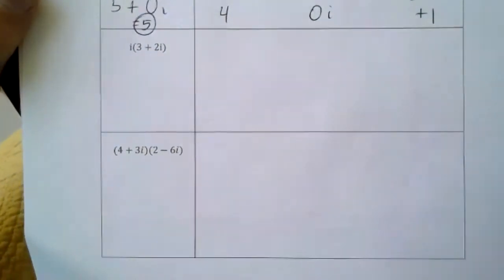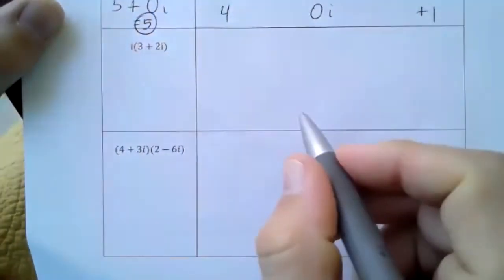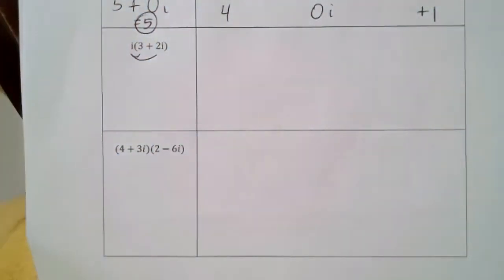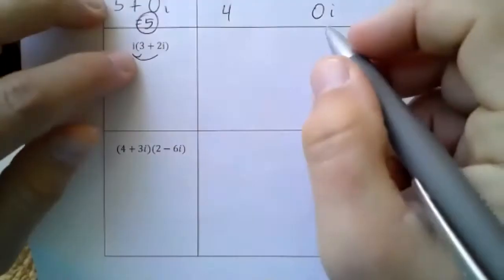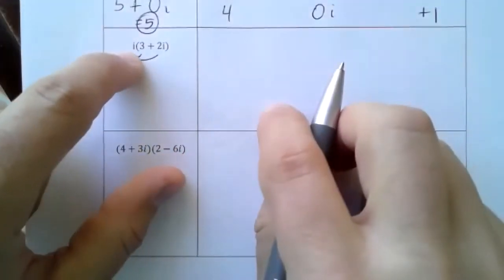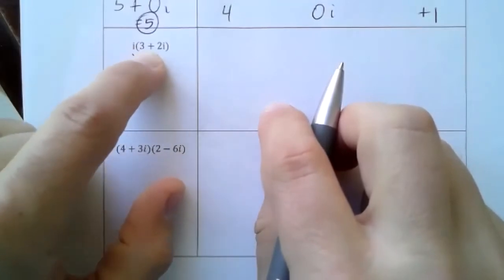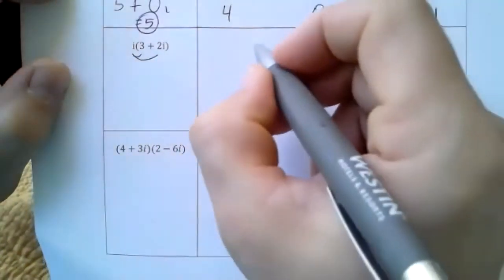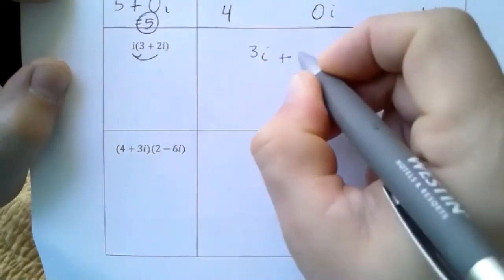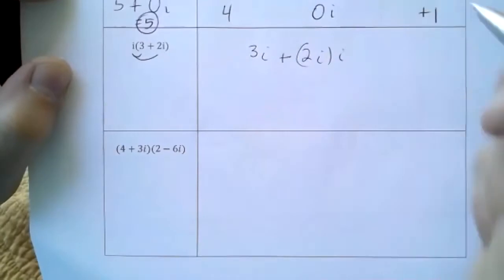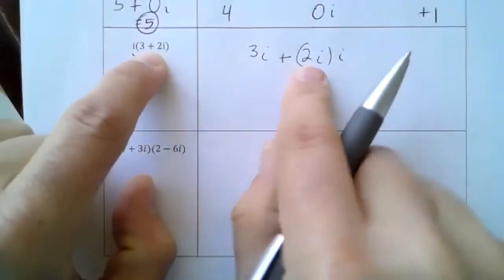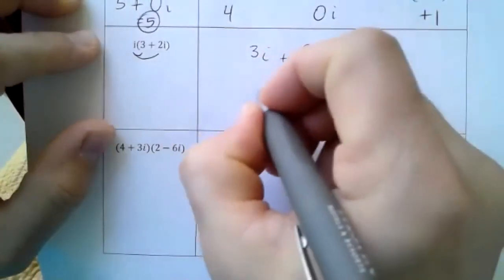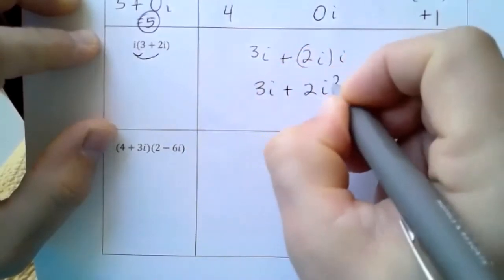All right, so let's see. Now we've got a much easier situation going on here. Instead of doing the FOIL method, we've got an imaginary number, I, times a complex number. And so all you're doing is basically distributive property here, and we get 3I plus 2 times I times I. Okay, so it's 3 times I plus 2I times I. So we distributed that I across for both of those. Okay, so we've got 3I plus 2I squared.